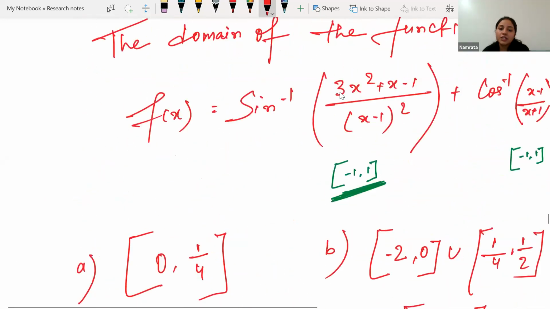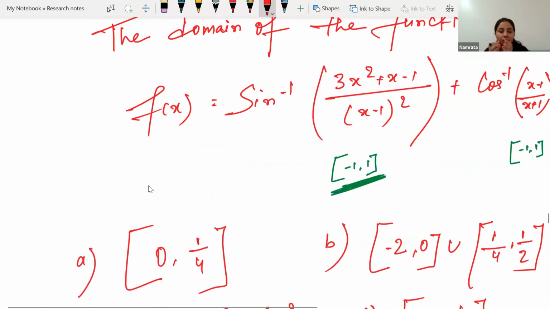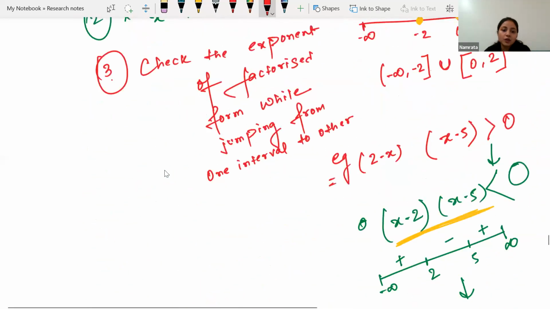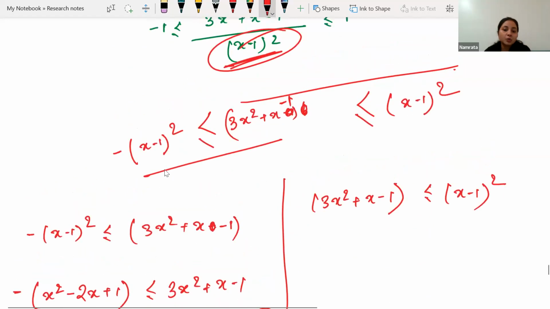But the final domain we need to find, no? Sine inverse, yes. The domain is -1 to 1, but the given function is not just sine inverse of x. That's why the input, this total inside the bracket, we are assuming as x, and comparing it, it will lie between -1 to +1. And that's what we have solved over here. From there we got two inequalities.